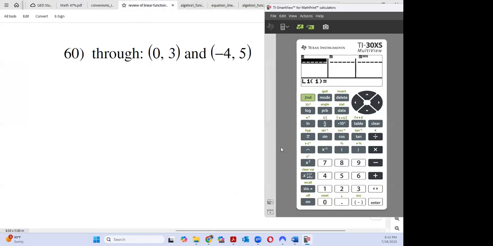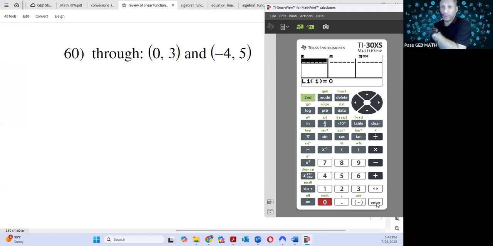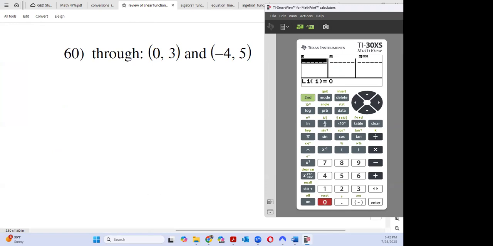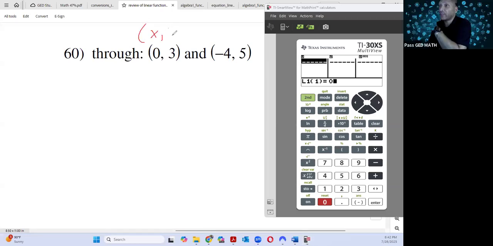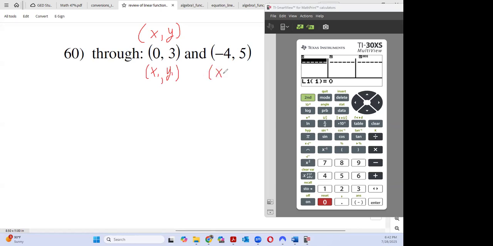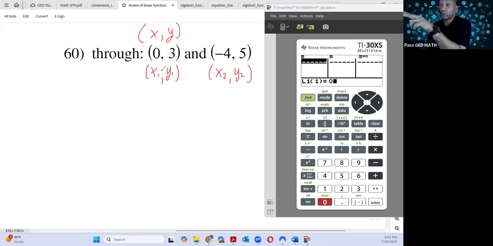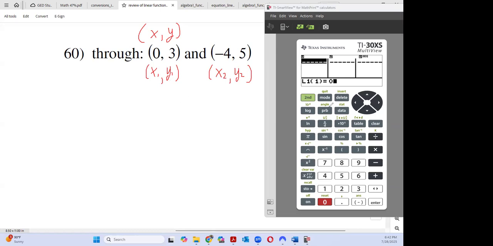What are my 2 x's? Your 2 x's are 0 and -4. Oh, on the other side, sorry. So 0 and -4. What you had to remember is every point has an x and a y. Since this is my first point, I'm gonna call this x1 and y1. Since this is my second point, this is my x2 and my y2. I asked for the 2 x's, so my 2 x's are 0 and -4.